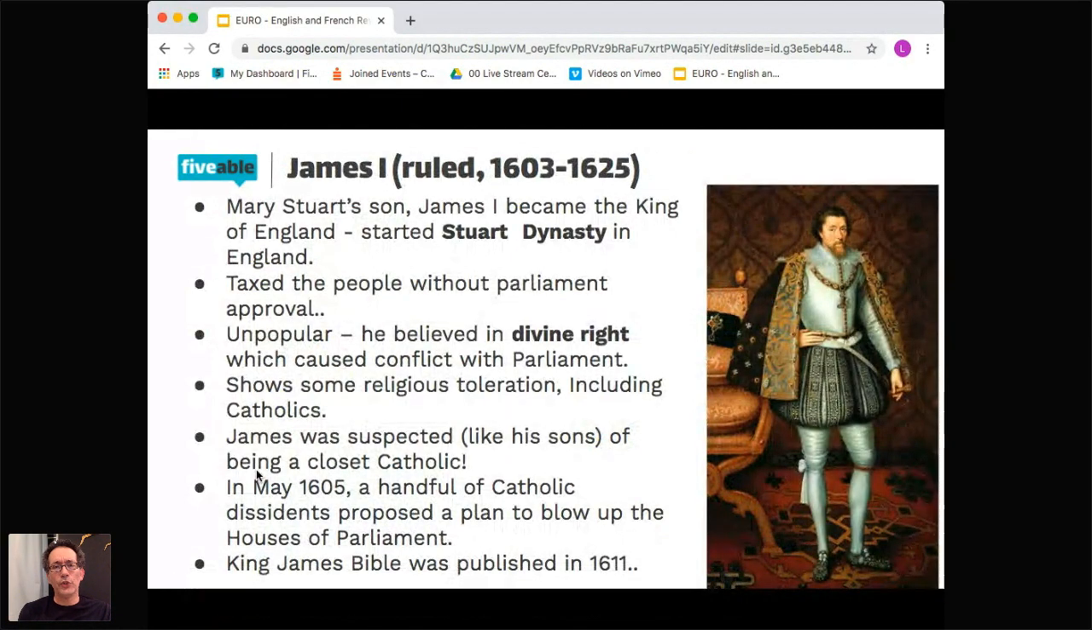The first one is James I. If you take APUSH, you might have actually heard about him. That's the guy from the Jamestown colony. So he starts the Stuart dynasty. He's the son of Mary, Queen of Scots. And he definitely believed in the idea of the divine right.